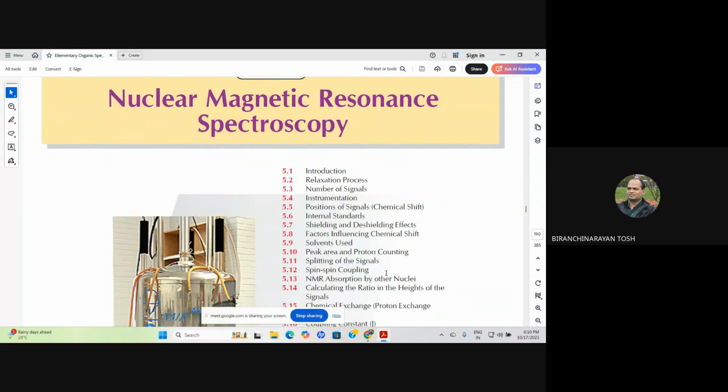NMR. So, nuclear magnetic resonance spectroscopy.